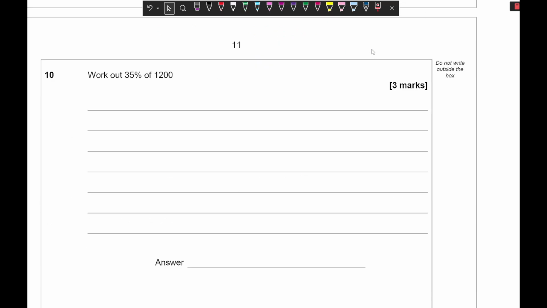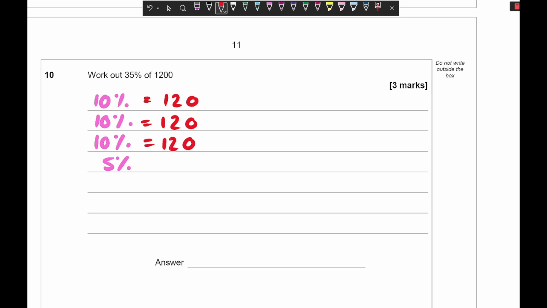Then moving on to question 10, it's asking us to work out 35% of 1,200. Well, 35% could be made from 3 lots of 10% and 1 lot of 5%. So 10% is where you just move the decimal point 1 place in, so that's going to equal 120. And we've got 120 and 120, and if 10% is 120, 5% is going to be half that, which is 60. Then all I need to do is add those numbers up, in which I get an answer of 420.